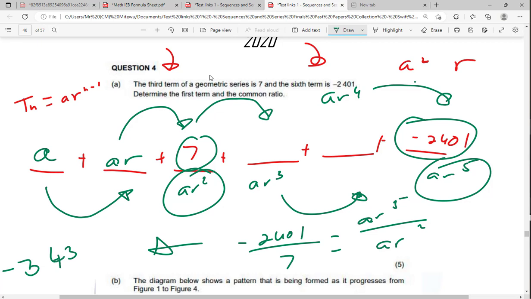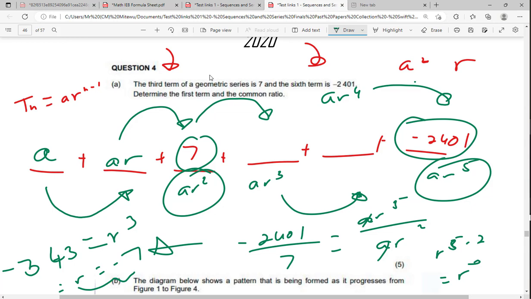And then on the other side, the a's will cancel out, and this is r to the power 5 divided by r squared. So obviously r to the power 5 minus 2, that's going to be equal to r to the power 3. So that's r to the power 3. Therefore, r is equal to negative 7. And this is our answer for the common ratio.